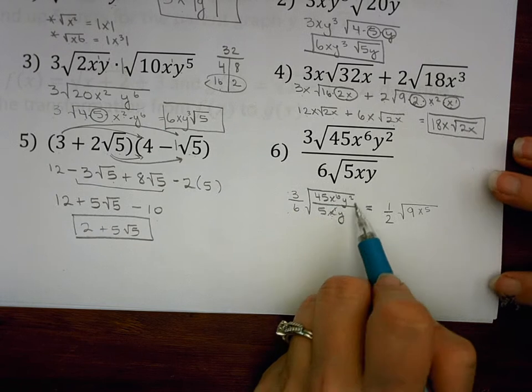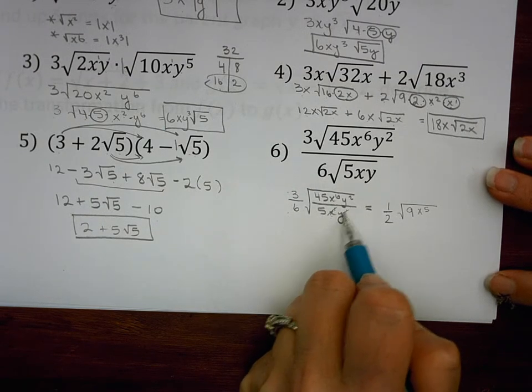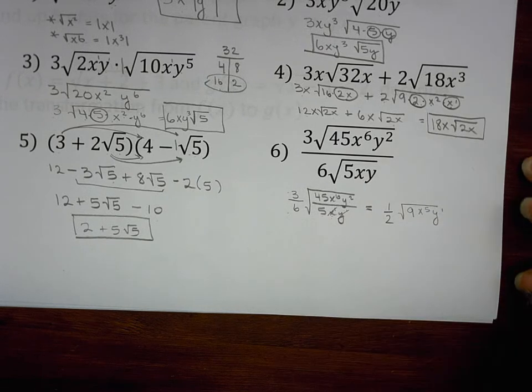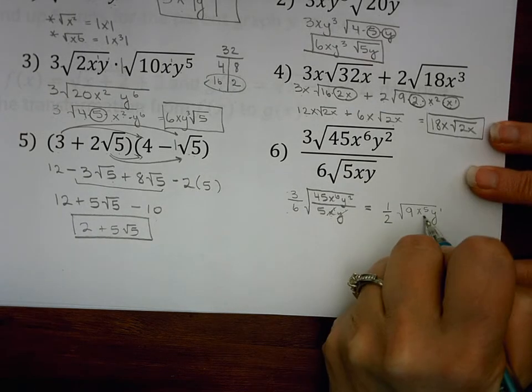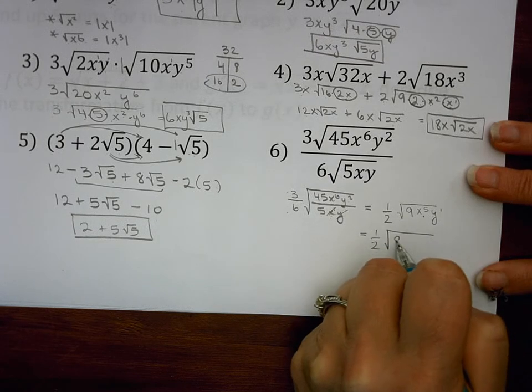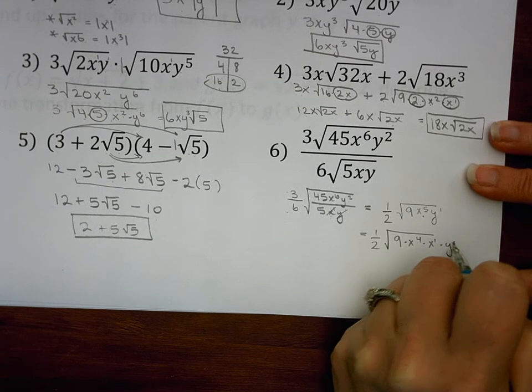And then I have y squared divided by y to the 1st, so this will reduce one of those away, leaving y to the 1st. And then now I have to split off one of the x's here. 9 is good, right? I know that root. So that would be x to the 4th, x, and then y.